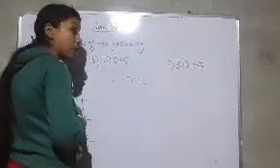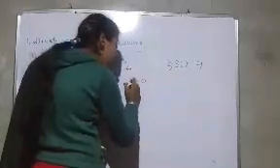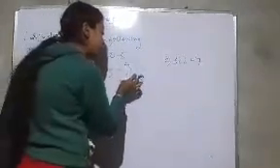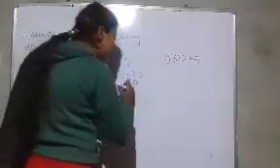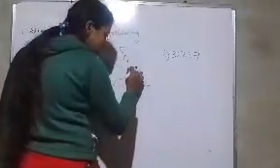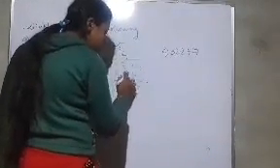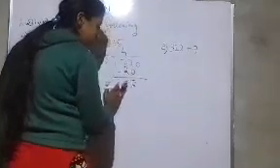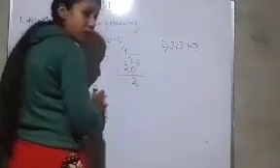So 5, how much? 5 4s are 20. Since 5 4s are 20, 5 5s are 25, which will be greater than 22. So we will not take it. So subtracting, how much will we get? 2 minus 0 is 2. 2 minus 2 is 0. So we don't write 0 on the left hand side, remember. 0 we never write on the left hand side.